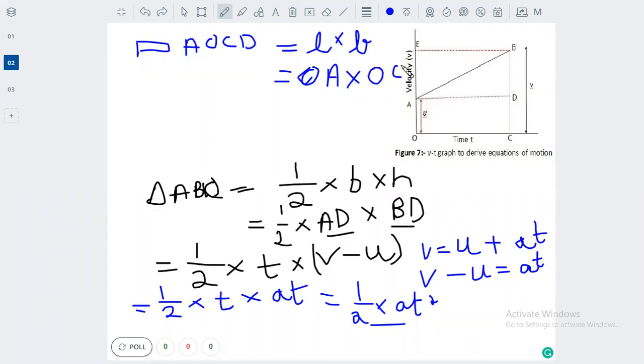So OA into OC. Now OA is how much? U. So U into OC is how much? OC is T, the timeline. So U into T. Half of the process is done now. There's only the single thing left. U into T will become UT. So let us write this also.